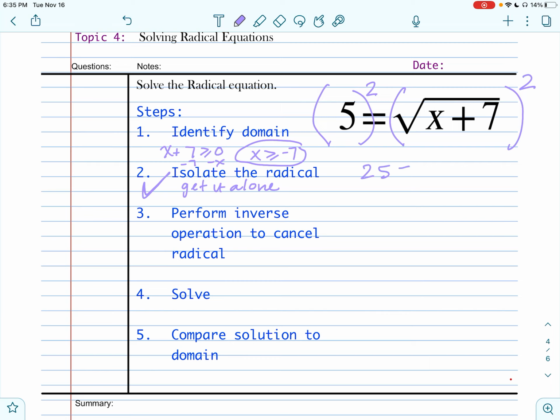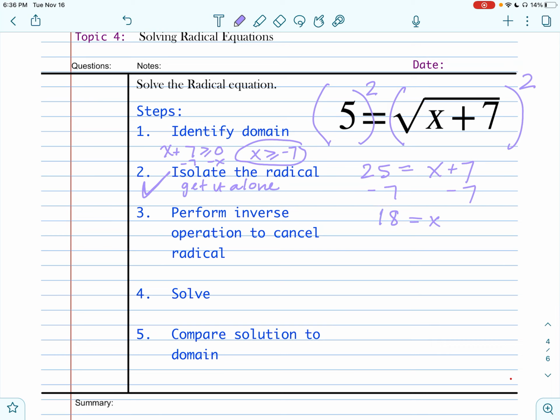I have 25 equals the square, which undoes the square root, of x plus 7. Then I'm asking you to solve. So I get x equals, what is this? 18, if I added and subtracted correctly.